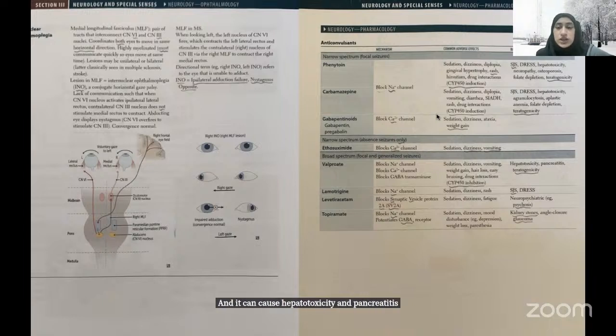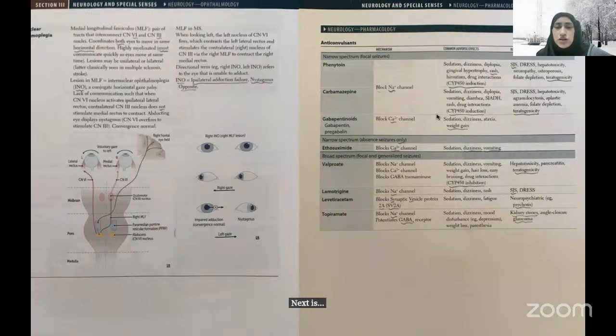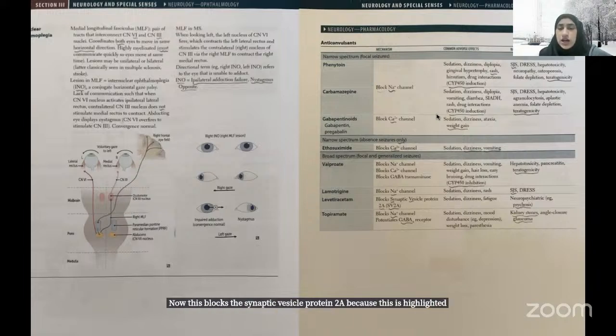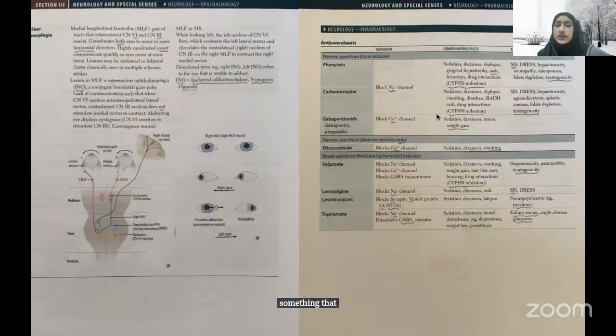Moving towards lamotrigine. This is a sodium channel blocker. It causes Stevens-Johnson syndrome and the normal adverse effects: sedation, dizziness, rash. Next is a special drug called levetiracetam. Now, this blocks the synaptic vesicle protein 2A. Because this is highlighted, you have to remember it. I can't say if this is tested regularly, but it's just something that's good to know for exams or whatever.